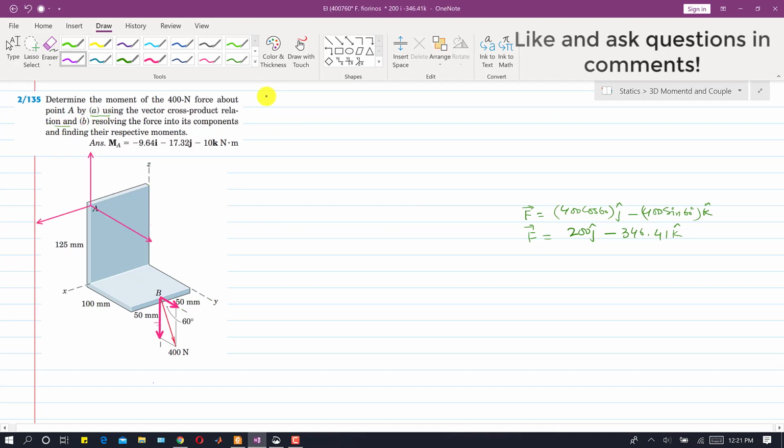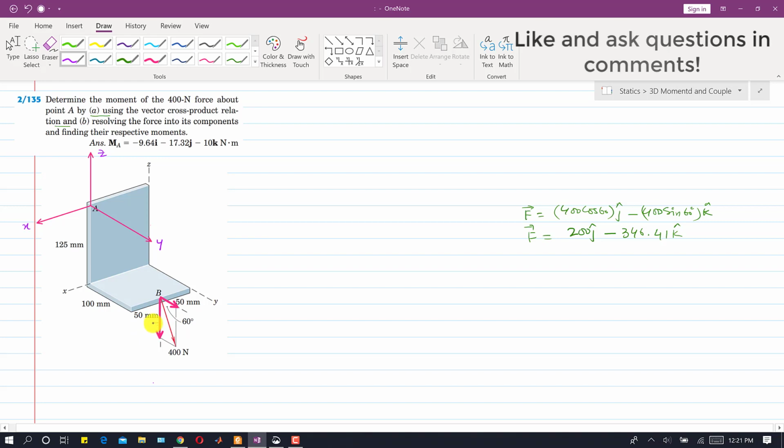Now we will find the moment about A using this second method. We will resolve this force into its components, and then we will find the moments of these respective components about point A. For this method, let's assume this is parallel to the positive x axis, this is the positive y, and this is the positive z axis. We will use the inspection method to find the moment of each and every component along x, y and z.